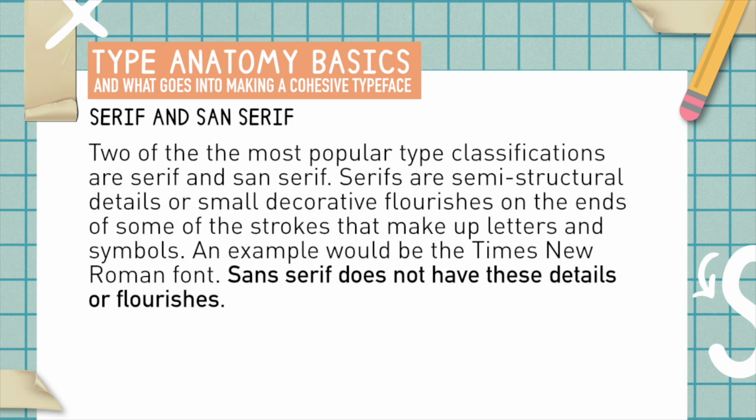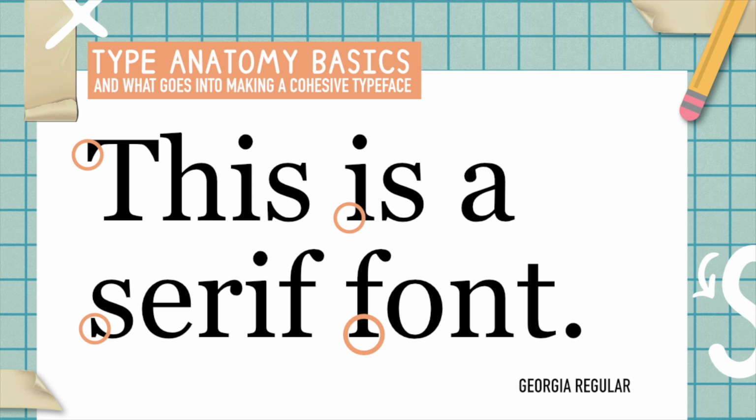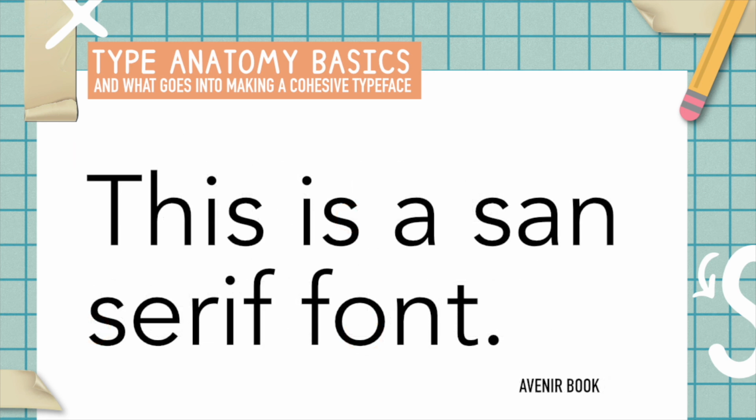Now, the next helpful thing to keep in mind is the difference between types of fonts and classifications. So serif and sans serif are two of the most popular type classifications, and serifs are semi-structural details or really small decorative flourishes on the ends of some of the strokes that make up letters and symbols. An example of this would be the Times New Roman font.